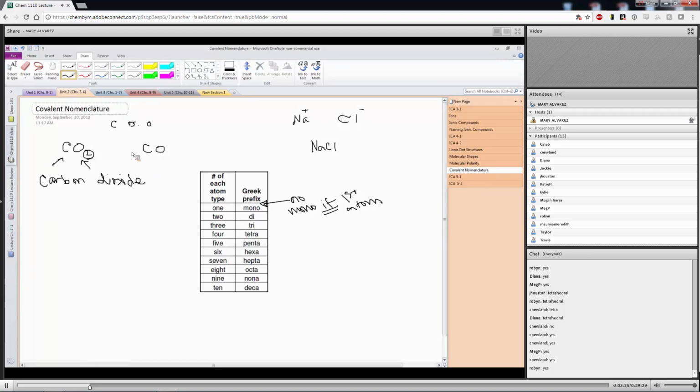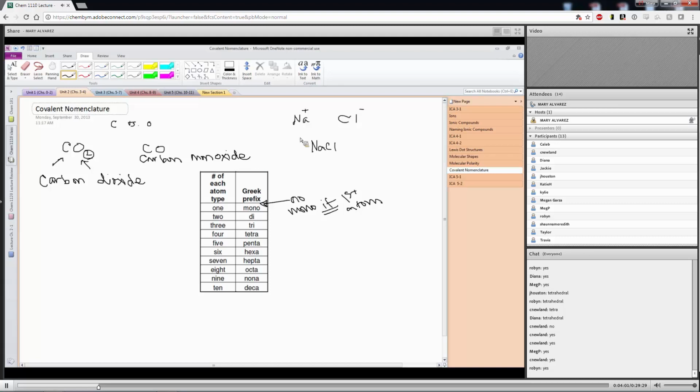And this molecule has 1 carbon. We don't use the mono because it's listed first. And then only 1 oxygen, so we are going to use the mono. And I'm going to drop the O because it would be weird to have too many O's together. I'm just going to call it monoxide. Carbon monoxide. So that's the difference between carbon dioxide and carbon monoxide, and that's how we get to those.